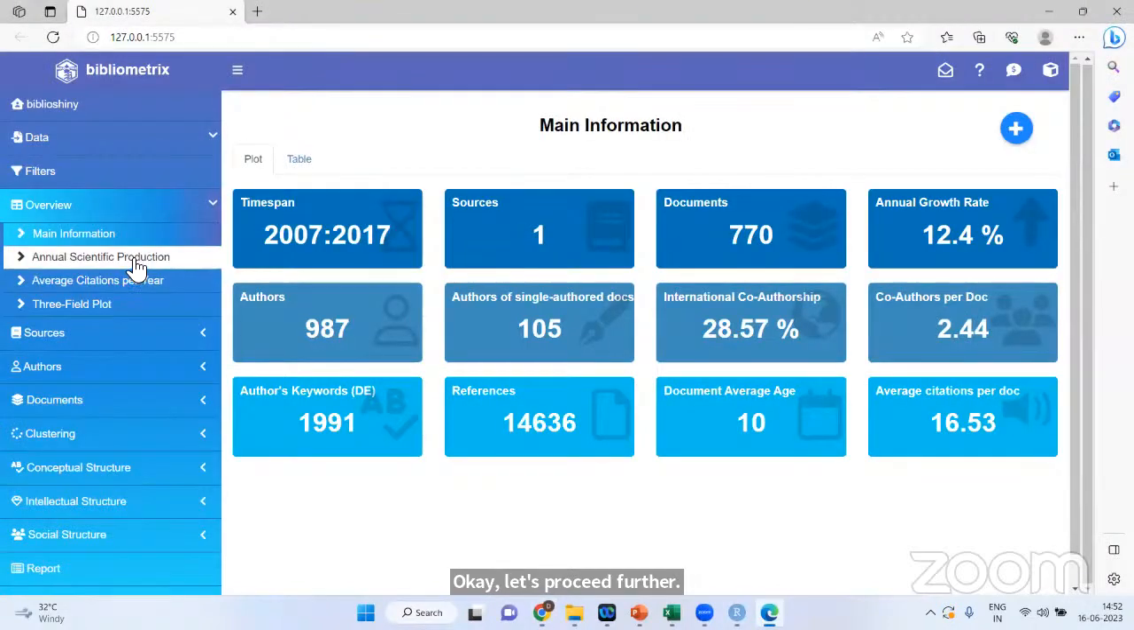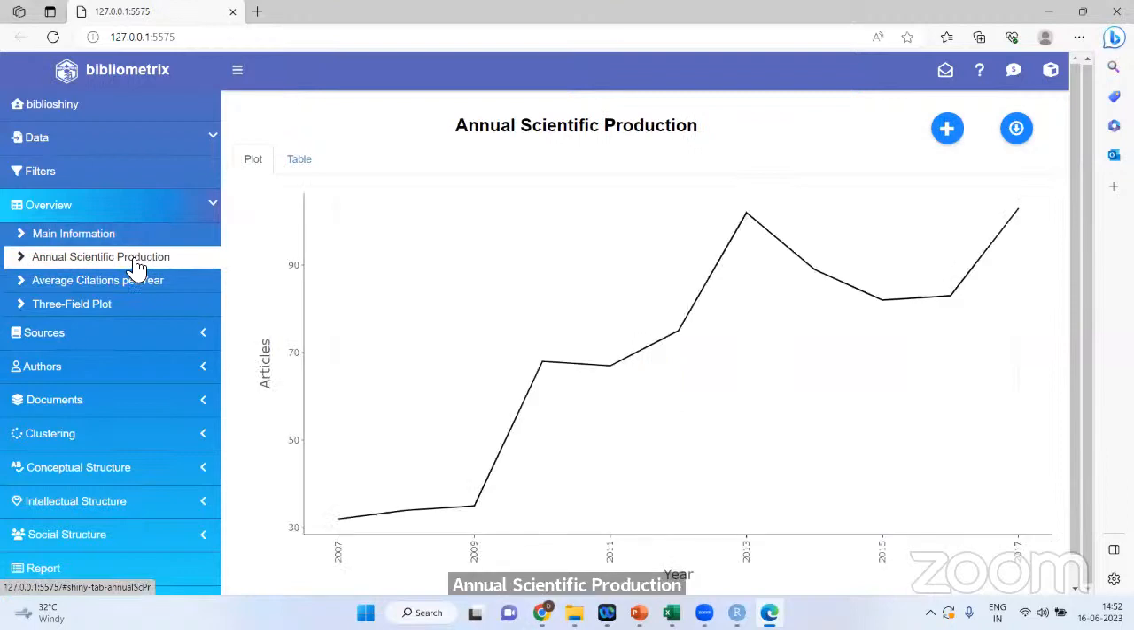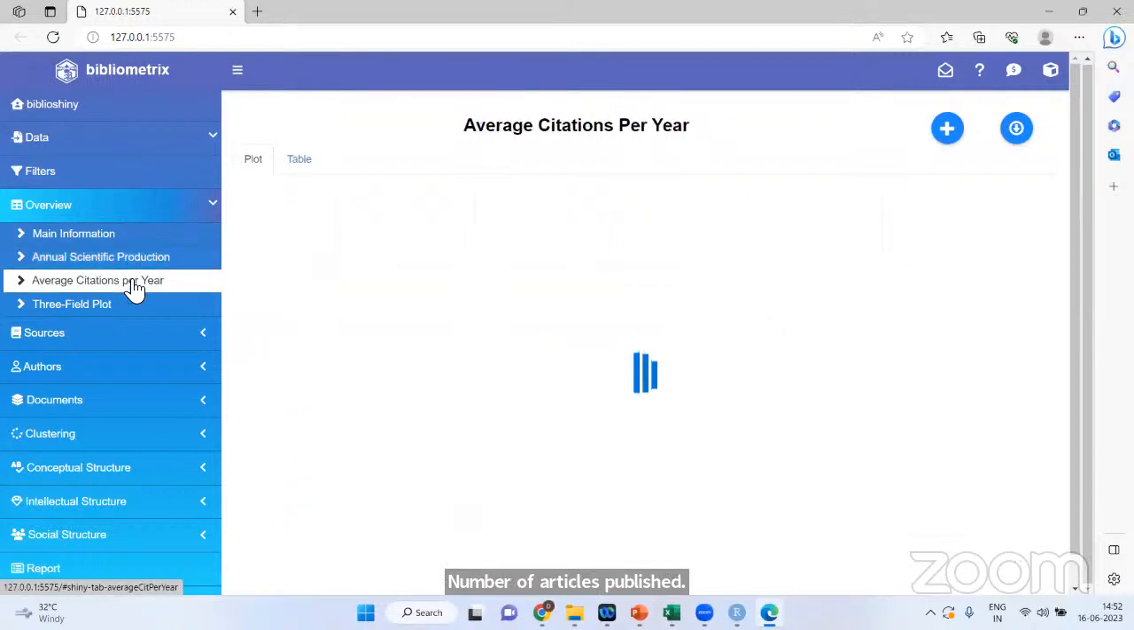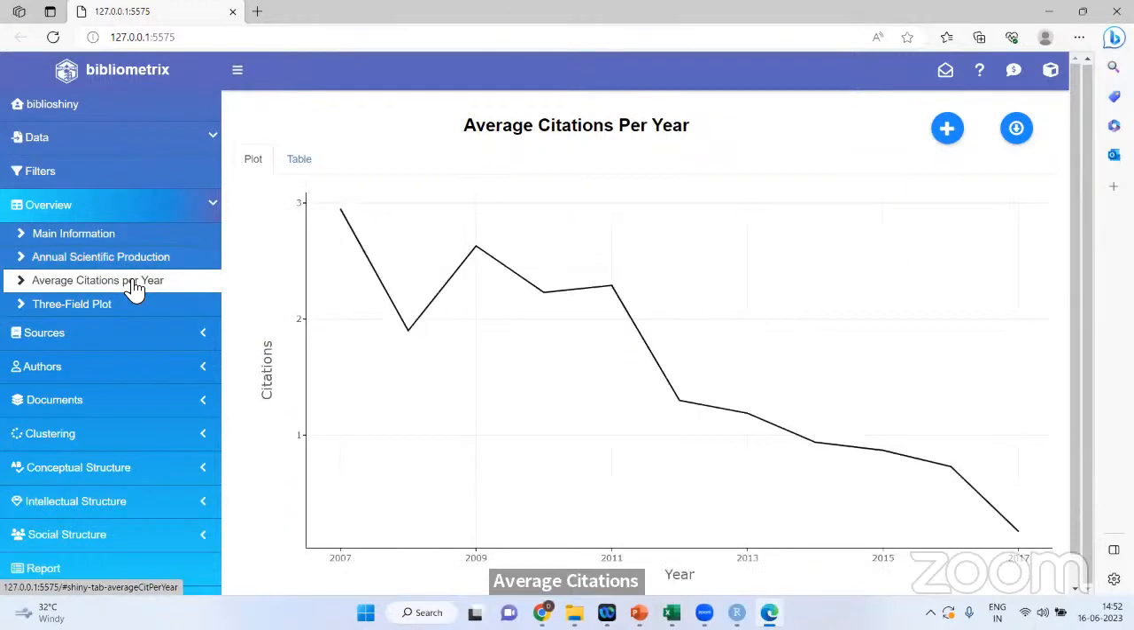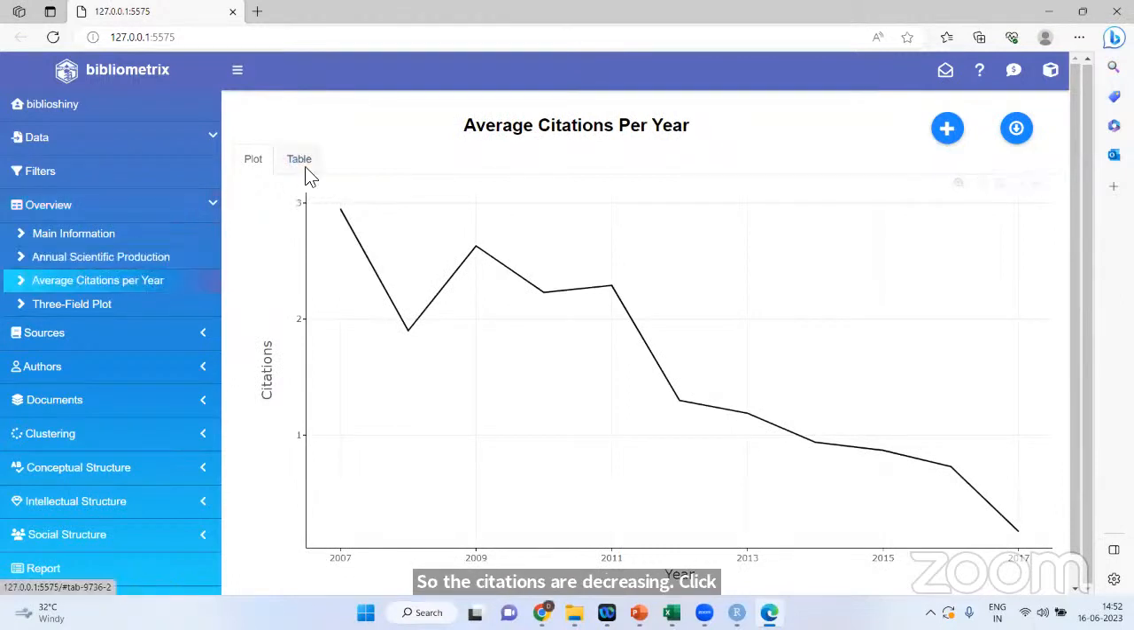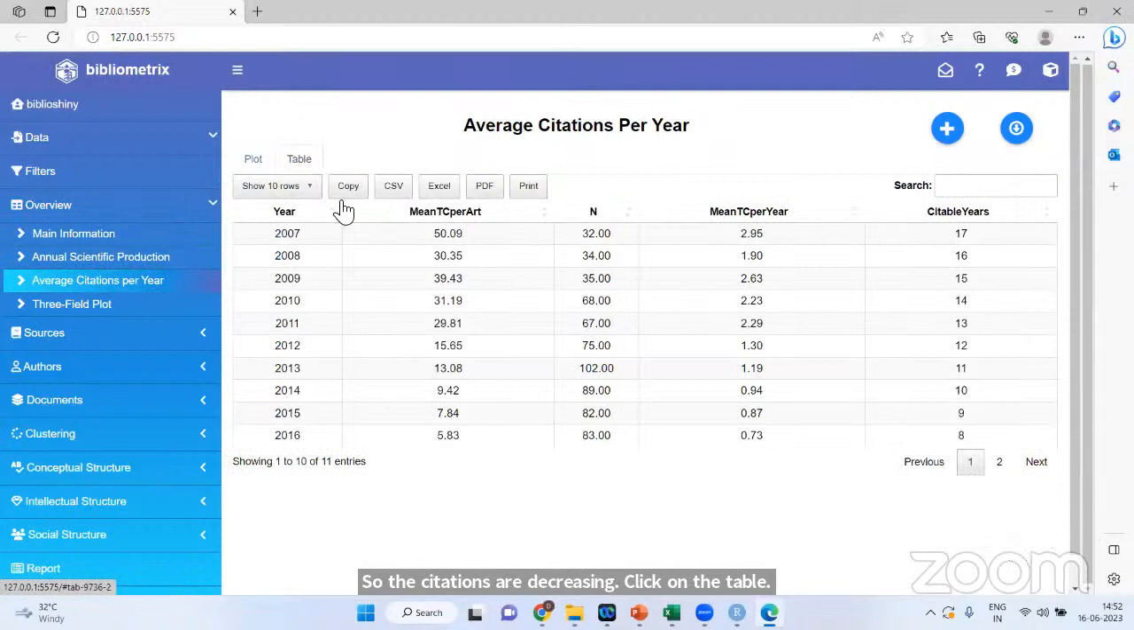Annual scientific production. You will get the curve. What is the annual scientific production in this area? Number of articles published. Average citations per year. So the citations are decreasing. Click on the table. You will be able to get the table. You'll be able to copy this. You can transfer this table to a CSV file, Excel file, PDF file, and print it.